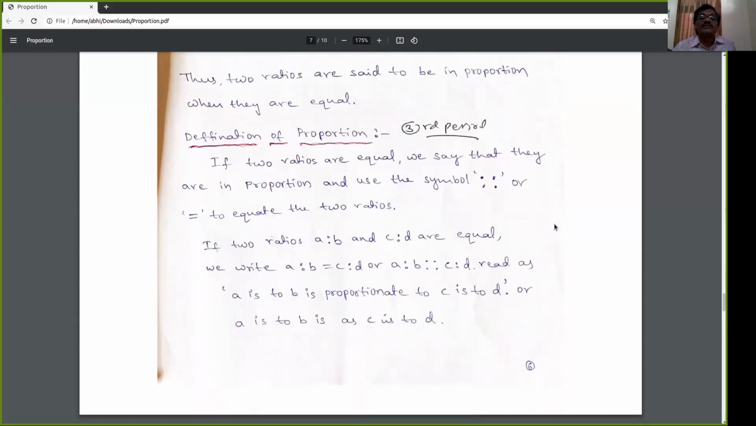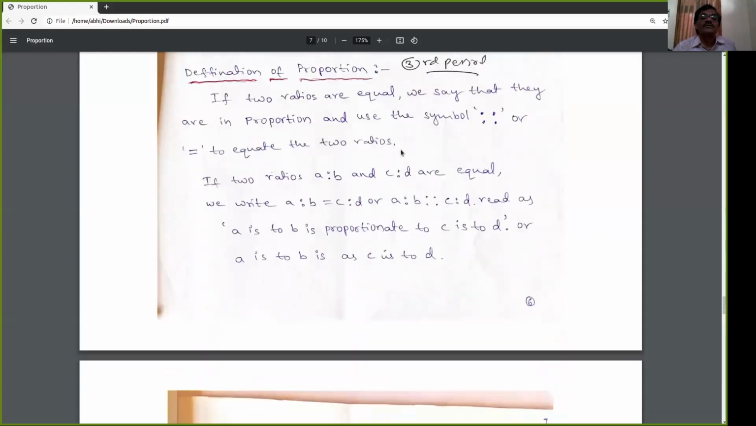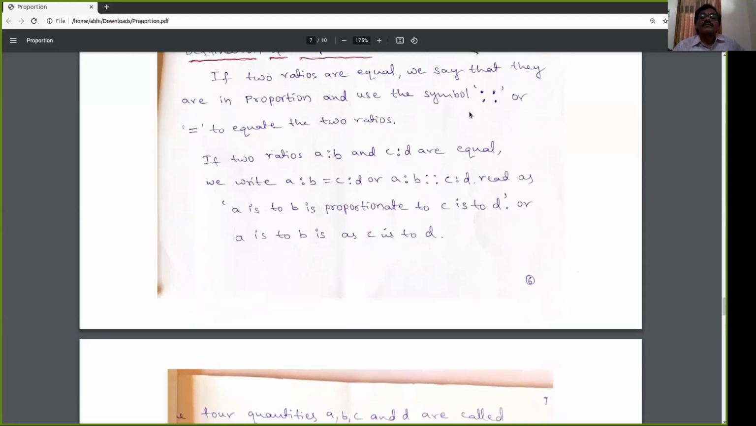Right. Definition of proportion: if two ratios are equal, we say that they are in proportion. Yesterday, we discussed equivalent ratios. Right. Here, the proportion is denoted by these four dots, or the equality sign.